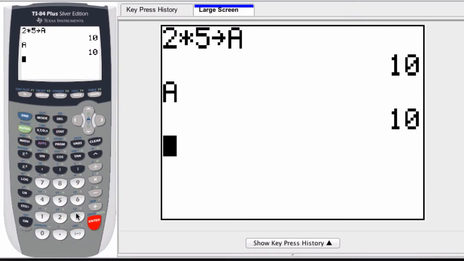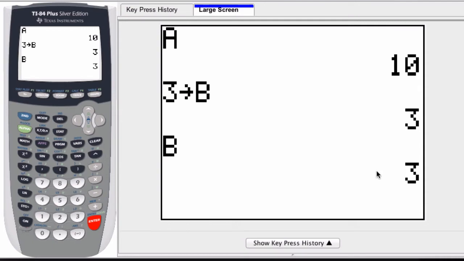Well, B, let's say, is 3, right? We can just hit alpha, hit store, and then set it to variable B. By hitting enter, it confirms that B is 3. I can do it again, hit alpha B, hit enter. B is 3, and A is 10.